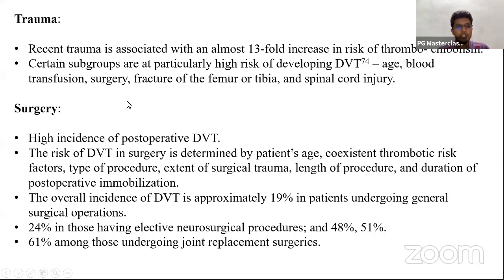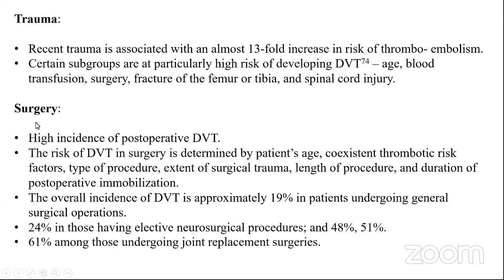Trauma as a risk factor. Recent trauma is associated with an almost 13-fold increase in the risk of thromboembolism. Certain subgroups are at particularly high risk of developing deep vein thrombosis. They include patients of elderly age, patients who are undergoing blood transfusions during or prior to surgery, and patients who are undergoing major surgeries for trauma and fracture of a long bone, either tibia or femur, or spinal cord injury.